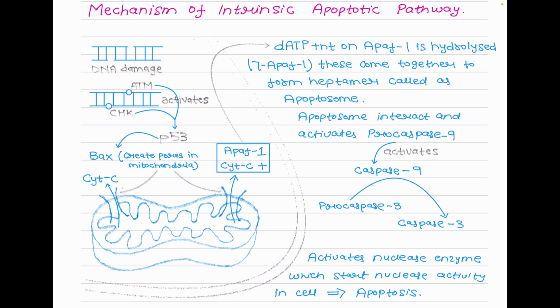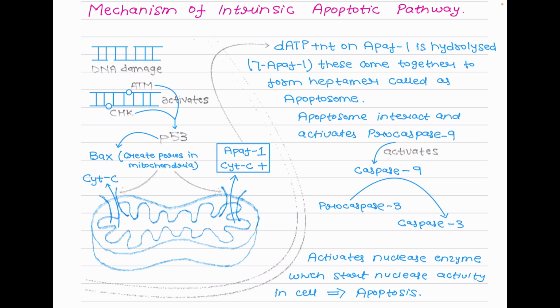Cytochrome C and APAF1 come together and catalyze a very important activity. They will activate a set of protein cascade reactions which will ultimately turn into a nuclease activation. So cytochrome C and APAF1 will go and activate caspase 9. Previously the caspase was present as pro-caspase. Once caspase 9 is active, it will go and further activate pro-caspase 3 into caspase 3.